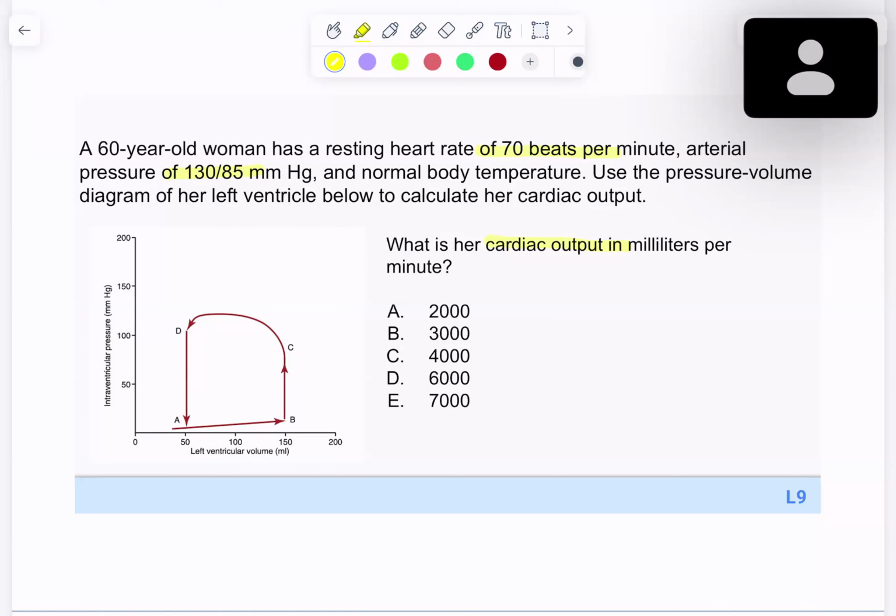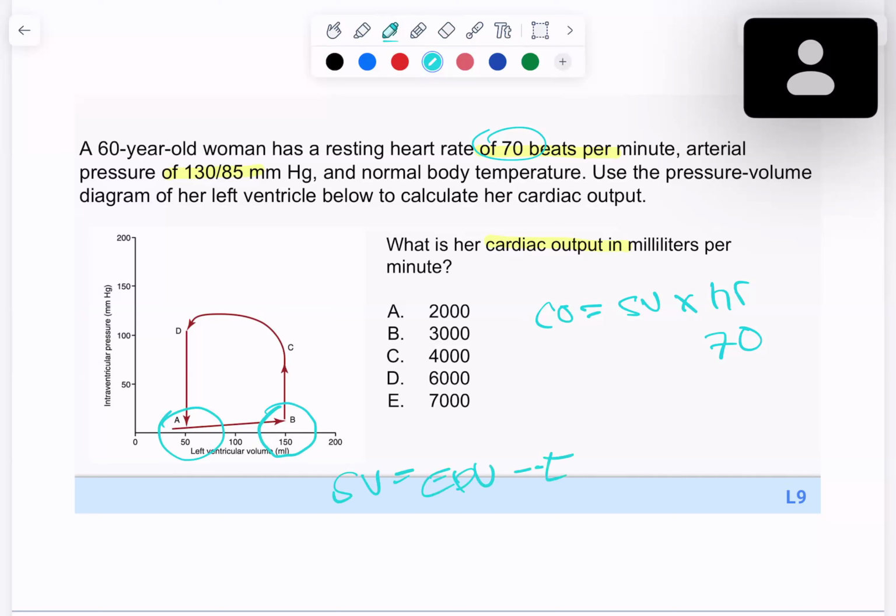E, correct. So what is the equation for cardiac output? The cardiac output equation is equal to stroke volume times heart rate. We already have the heart rate, which is 70, and now we need the stroke volume. The stroke volume can be calculated from this diagram. They already labeled it for you: this one is end diastolic volume and this is end systolic volume. Stroke volume equals end diastolic volume minus end systolic volume, which means it's 150 minus 50, which equals 100. So now we have the stroke volume, and we can substitute it here. And 100 times 70 equals 7,000, or E.